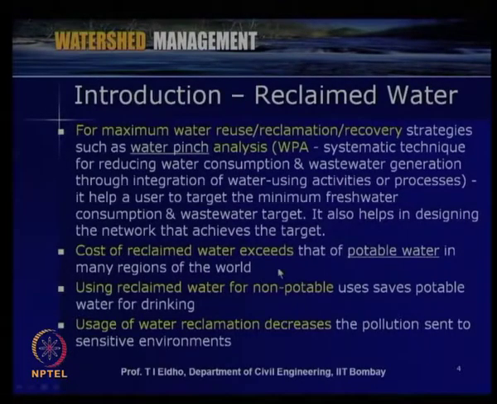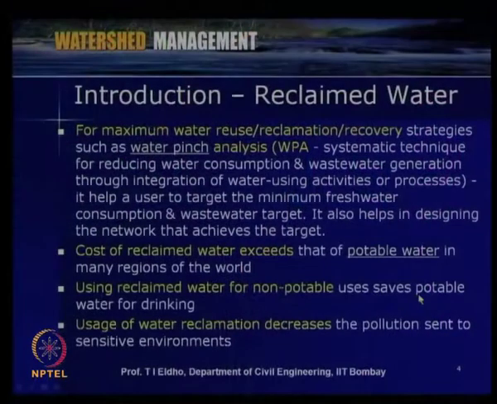So, as far as the cost of reclaimed water is concerned, it can exceed that of potable water in many regions of the world. Most of this wastewater, when we have to give appropriate treatments that suit the standard of potable water, has to go through not only primary or secondary but tertiary treatment, and then nanofiltration or reverse osmosis, those kinds of processes as we discussed in the last lecture, and then the cost of the reclaimed water goes up. So, we can see that in many locations the cost of reclaimed water may exceed the available natural potable water.